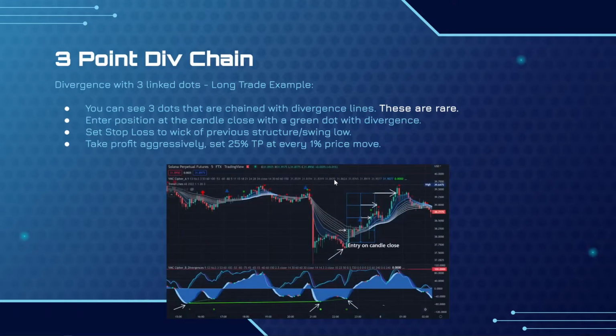So here's an example here, and you can see there's a little table I've put on the chart to show the entry and where the take profit points were, and also I guess where the trade was closed. So in this example, you can see down the bottom, there's a line here that crosses over here, and then there's another dot here. So this is what I mean by the 3 dots are chained together.